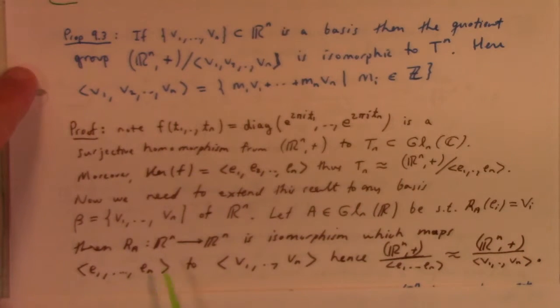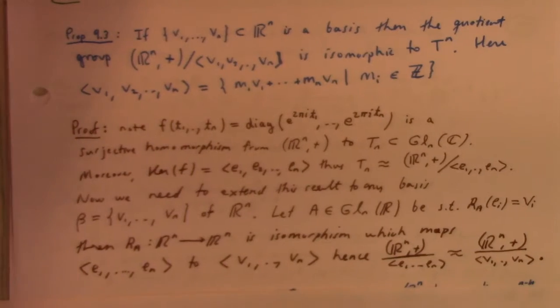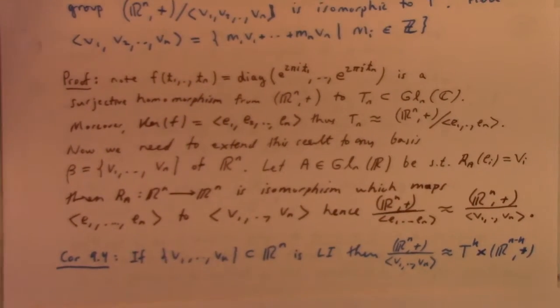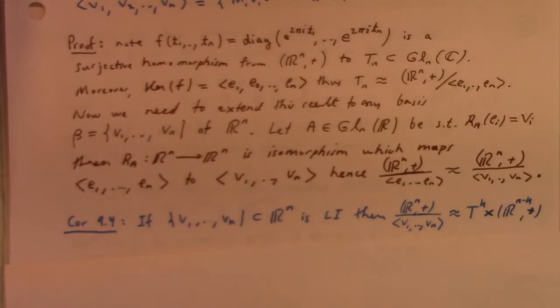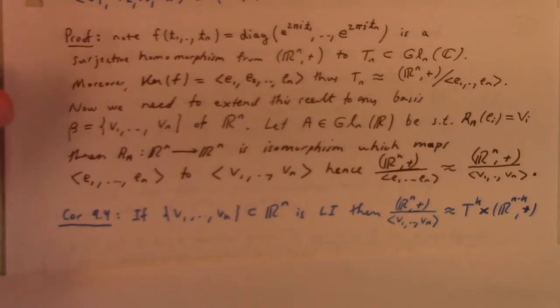which maps the standard basis to the non-standard basis, and hence the quotient is isomorphic to the other quotient, which gives us this characterization of the torus as this quotient of Euclidean space by a lattice.